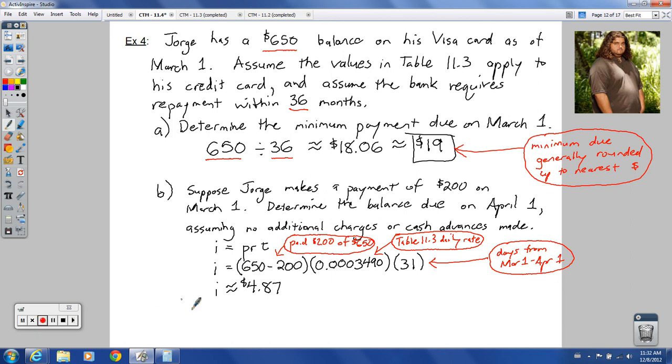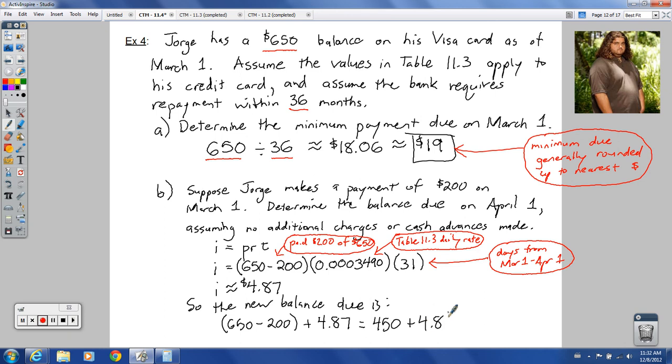So what's the new balance due? That is our final answer here. The new balance due is, we would take the amount we would still owe, which would be 650 minus the 200, so 450, plus the finance charge plus the interest. That's going to be 450 plus 4.87, and that's 454.87. You might think, well, that's not that bad.